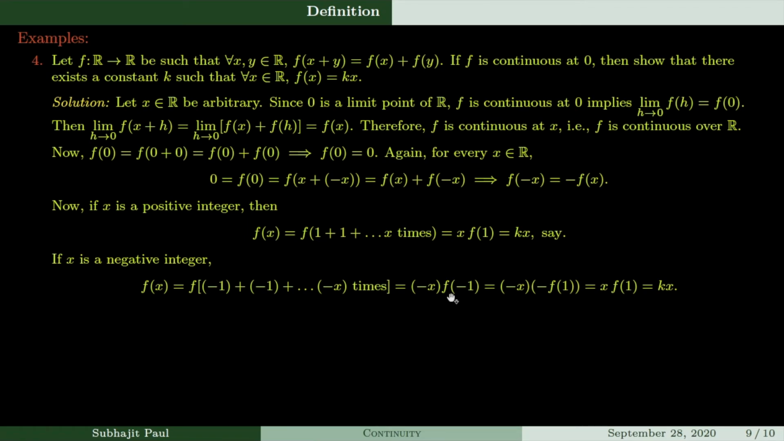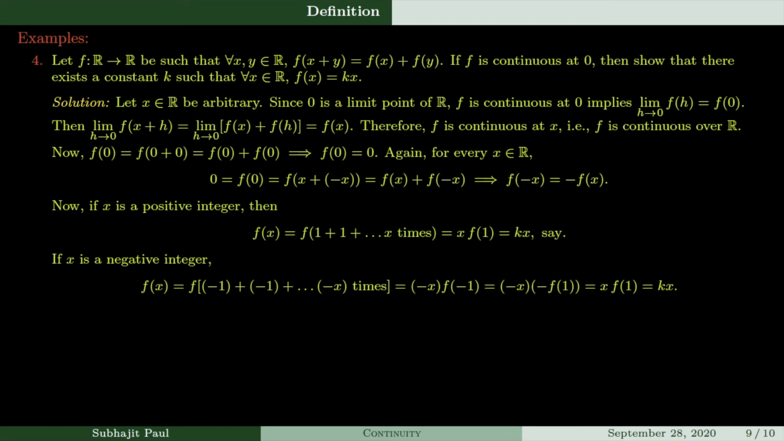Now f of minus 1, using this formula, is minus of f of 1. So minus x times f of minus 1 is minus x times minus of f of 1. Minus minus cancel, so this is x times f of 1. See, my constant is the same, so this is k times x. So for any positive integer it is k times x, for any negative integer it is k times x, at 0 it is 0. So for any integer f of x equals k times x; this is proved for the constant k, which is f at 1.